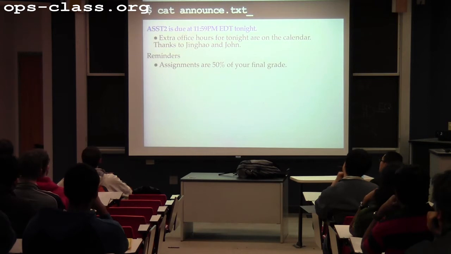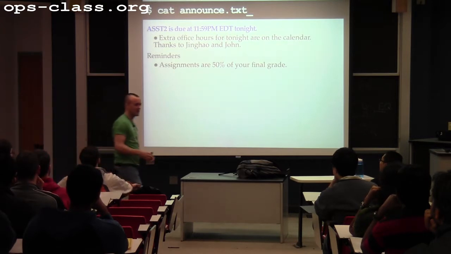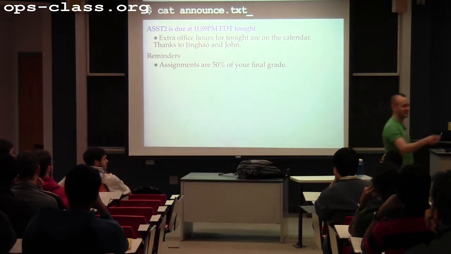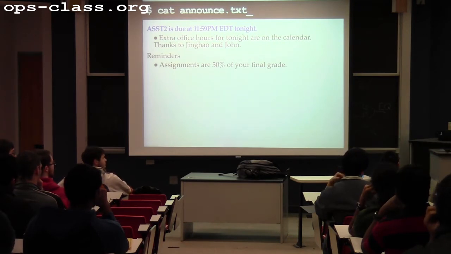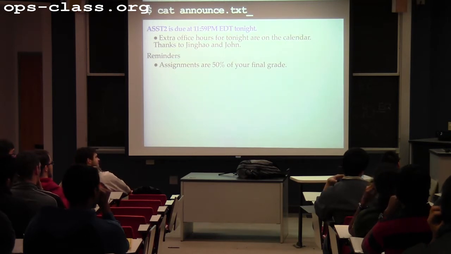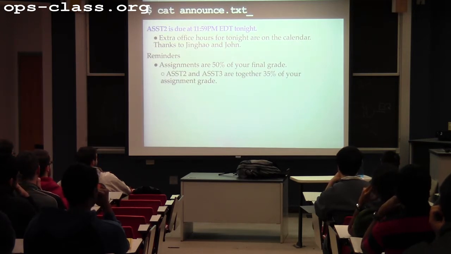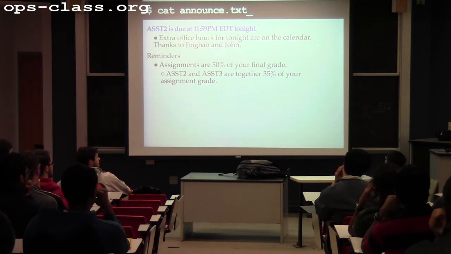Okay, assignments are, actually, this is a good question. What percentage of your final grade for this class are the assignment 2 and assignment 3 implementations worth? Can anyone guess? Total, between the two of them. 17%? No, that's too high. 10%, about 9, actually. The assignments are 50% of your final grade. Assignment 2 and assignment 3 are together, 17 is right. I can't do math, right?